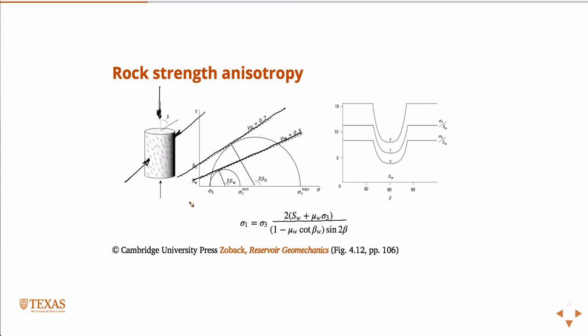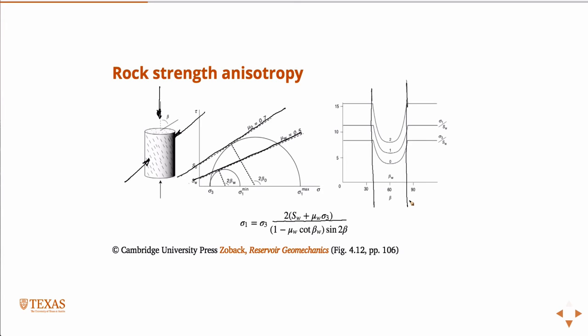Anyway, if you do that, and Zoback does it in the book, you can derive this expression where the maximum strength is a function of the minimum strength times this factor here, which reduces the strength, where these are the weakened values. And so then over on this side, you can see that if you're loading at an angle where the rock has a preference to slip, so in this region of, I don't know, 40 to 80 degrees, then you're going to expect to see a reduction in strength in some way.